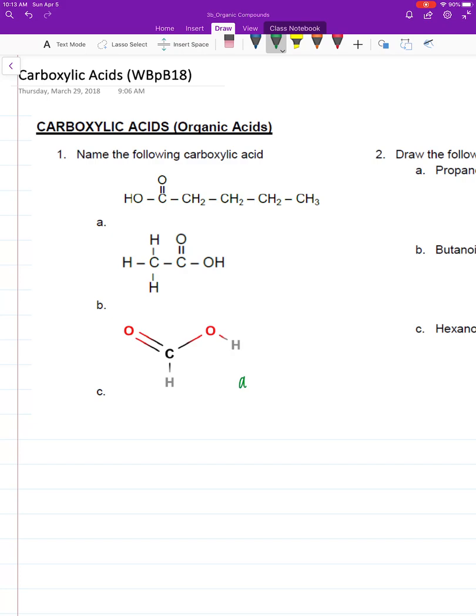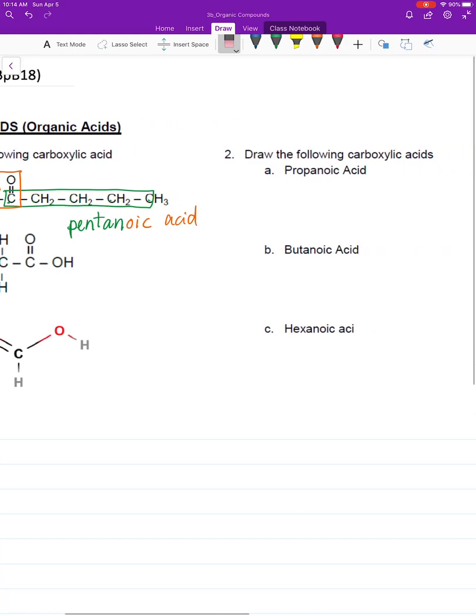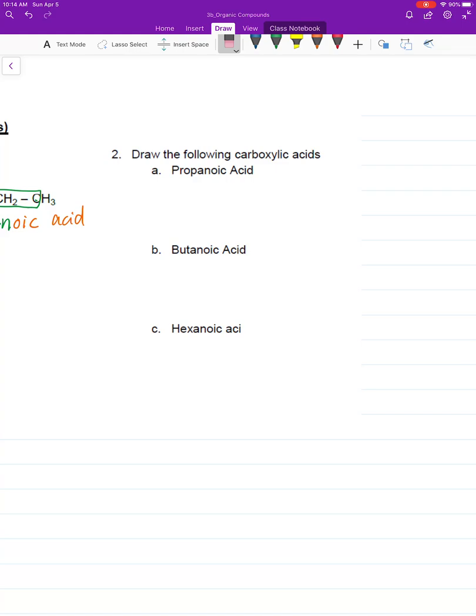So again, this is a condensed structural formula. So here's our parent chain here. So let's count up how many carbons. 1, 2, 3, 4, 5. 5 is pent. It's all single bonds, so it'd be pentane. Now recognize here the carboxyl group. So now we put on the ending oic acid. Okay, so here we go. Here's another one.